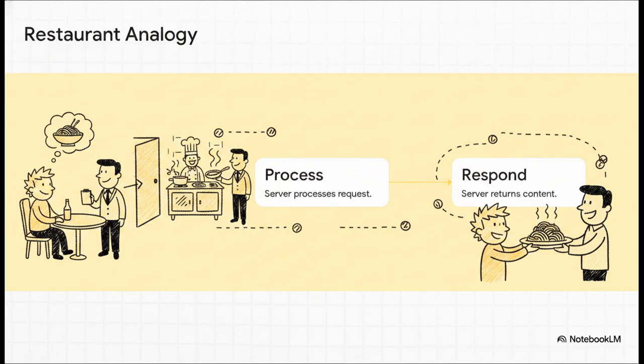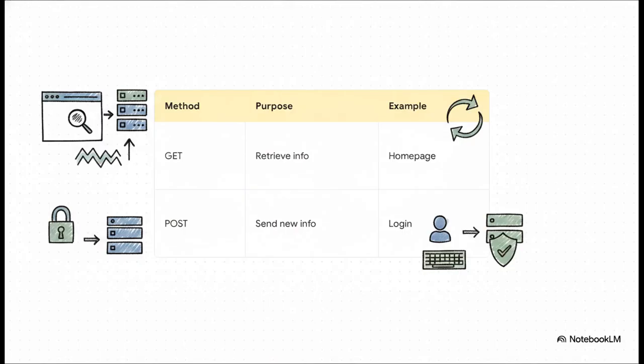The waiter then takes that request to the kitchen. The kitchen, acting as our server here, cooks the food, meaning it's processing your request. And finally, the waiter serves you the food, which is the server sending the HTTP response right back to the client. I love this analogy because it brilliantly grounds the abstract concept of network requests and responses into everyday terms. Your browser requests, the server processes, and the server responds. Simple as that.